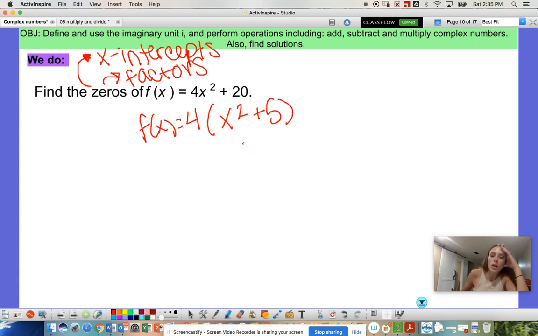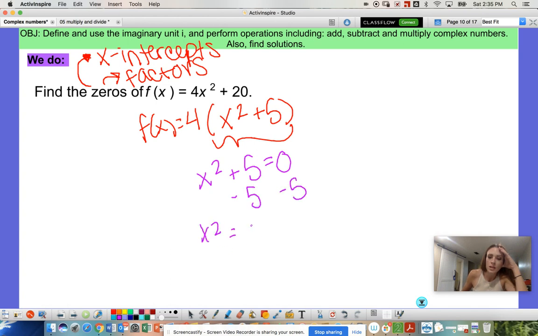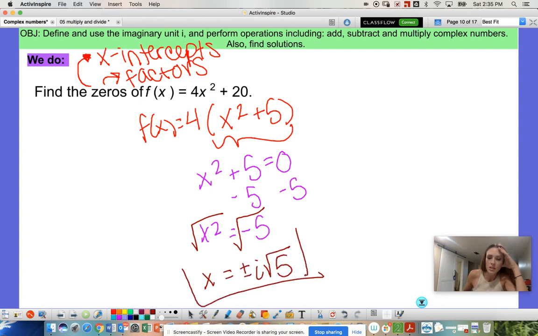Now I know with the zero product property that this is equal to 0. So I can set it equal to 0 and solve. Subtract 5, x squared equals negative 5. And of course, it has an imaginary answer. So x equals plus or minus i root 5. Two imaginary answers. All right, let's go to the next one.